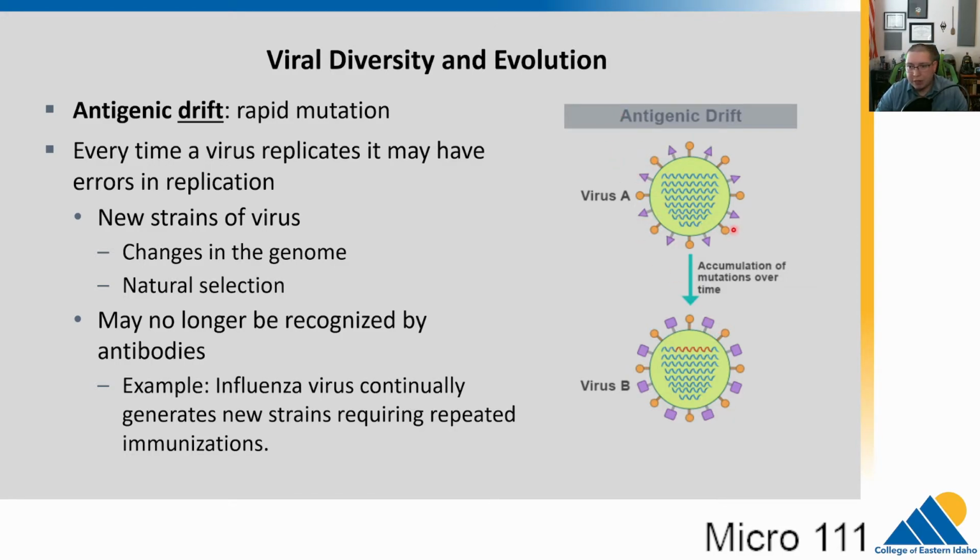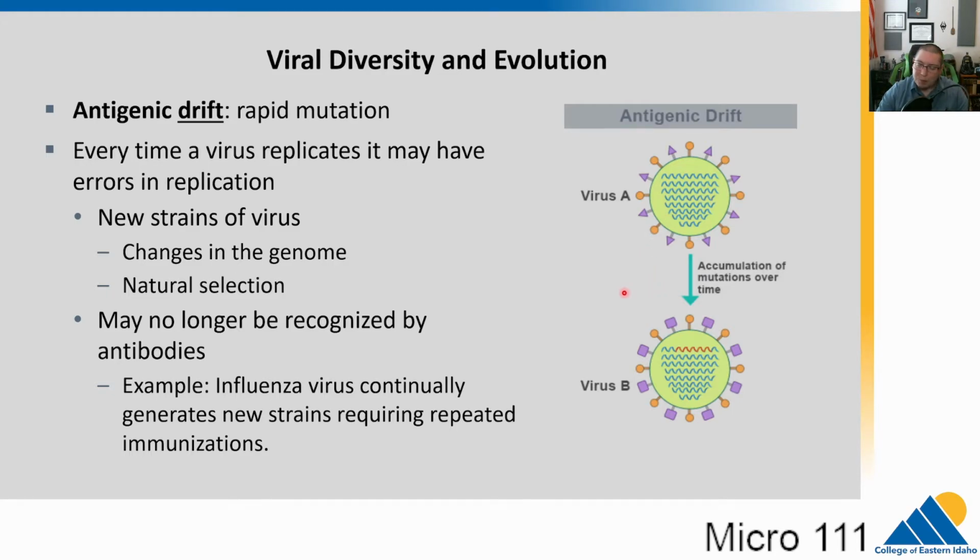Antigenic drift is one process. We will talk about antigenic shift in a later section here. Every time a virus is replicated, it has the possibility to have errors in replication. This is going to introduce mutations and allow it to evolve.